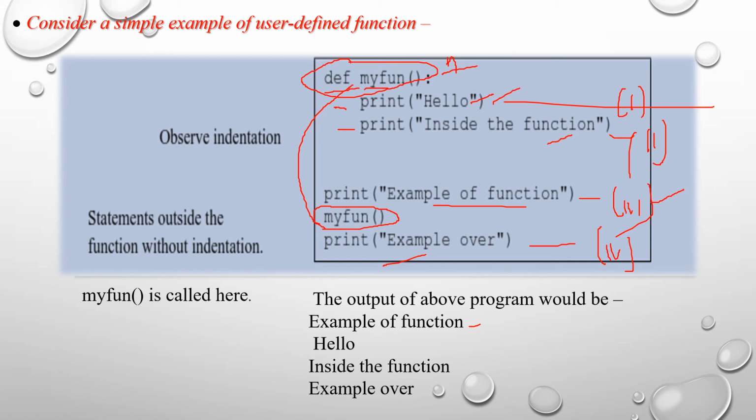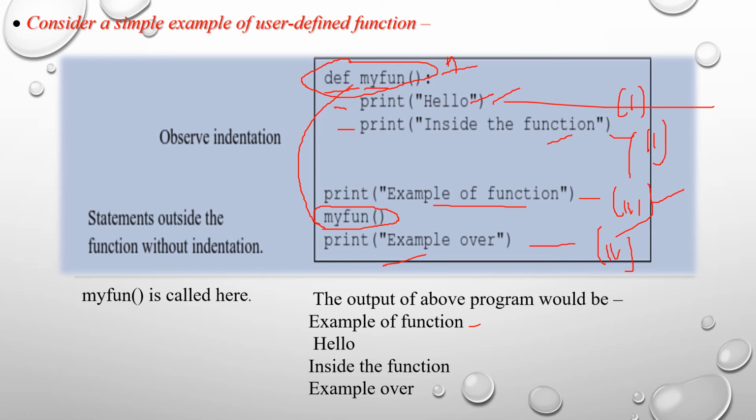Here we call the function. The function name is my function. And again we declare one more printing statement without any indentation. The printing statement is "example over".